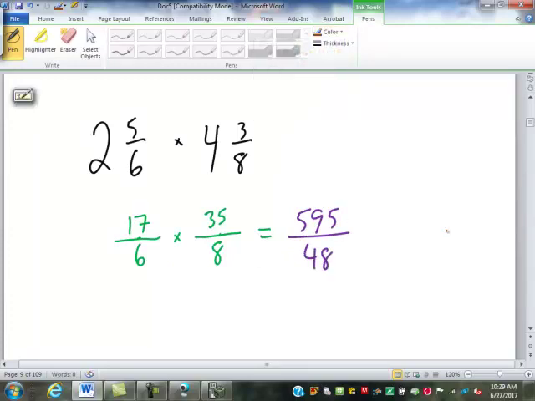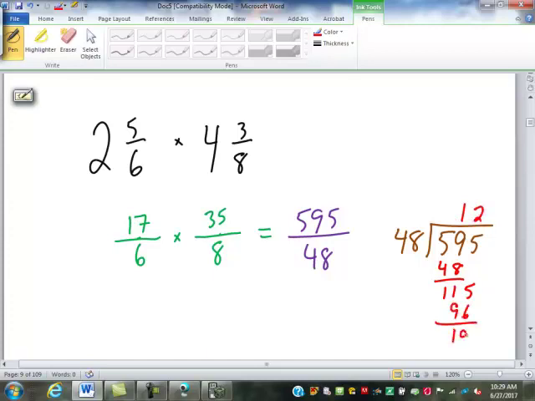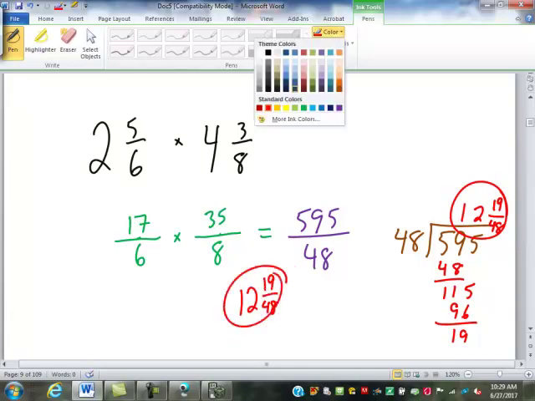So now it's a matter of reducing. 595 divided by 48. 48 goes into 59 once. There's 11 left over. Bring down the 5. 48 goes into 115 twice. That would be 96, with 19 left over. So there's 12 and 19/48. Is that what you came up with? Perfect.